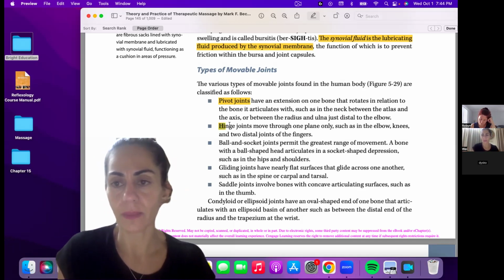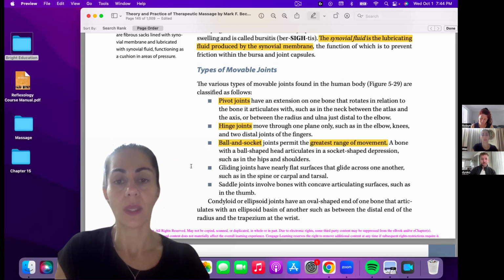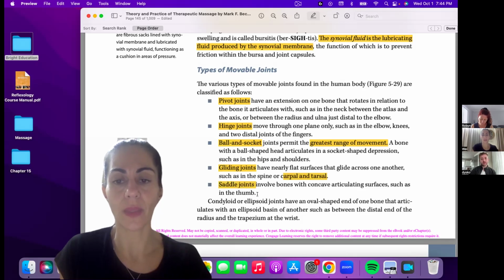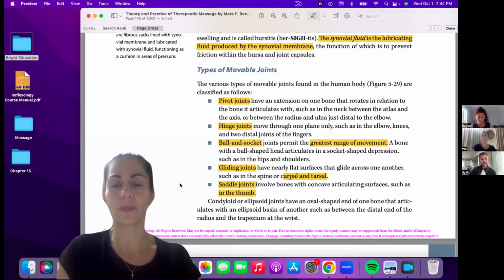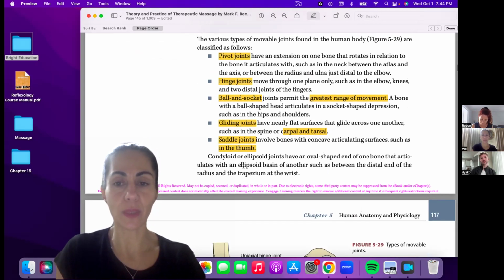Hinge, right? We talked about hinge, elbow and knee. Ball and socket, which has the greatest range of motion, is the hip and the shoulder. Then we got the gliding, as I mentioned before, and you can find that in the carpals, metacarpals, and in the spine. And the saddle, which we find in the thumb. The thumb is pretty unique. Condyloid or ellipsoid is the same thing, and they have an oval-shaped end, and they articulate with an ellipsoid basin.